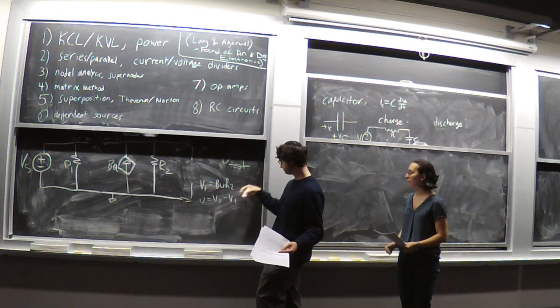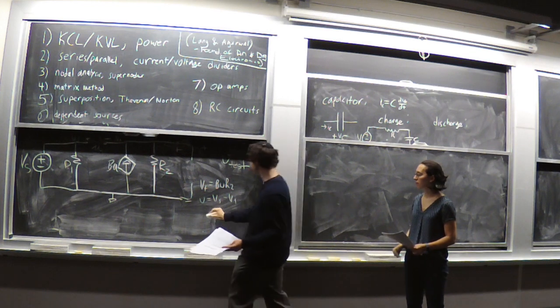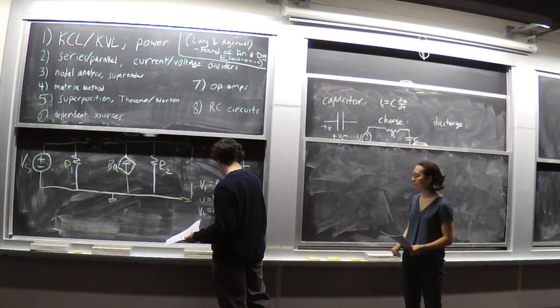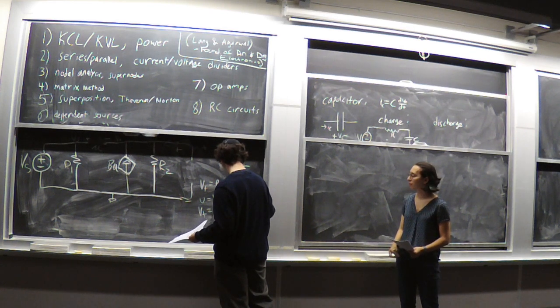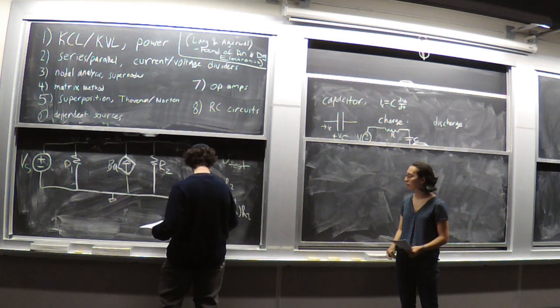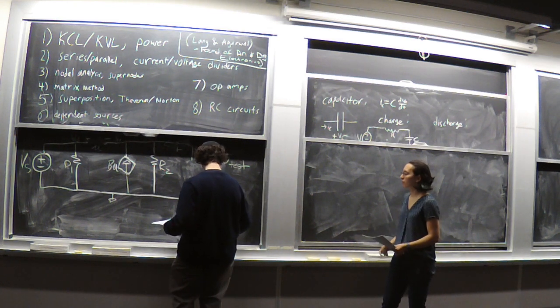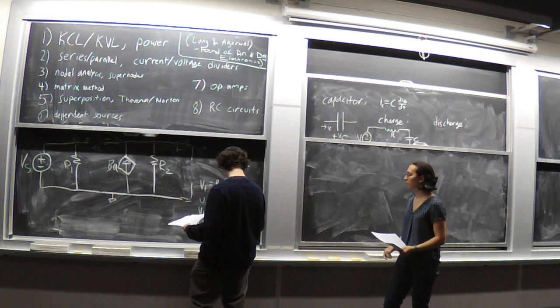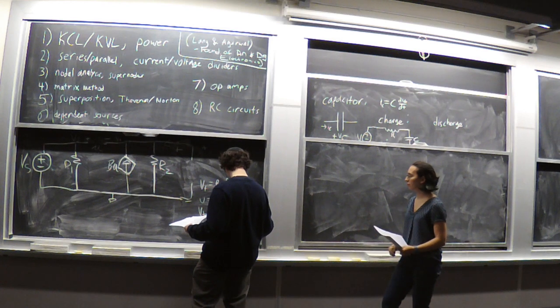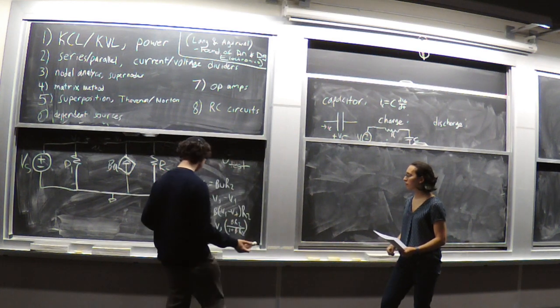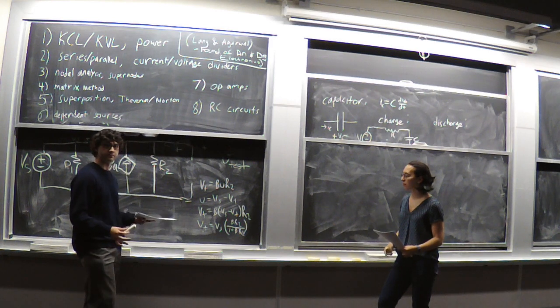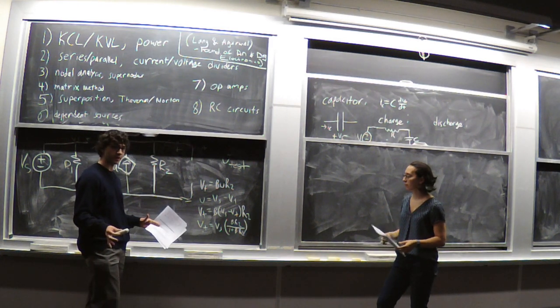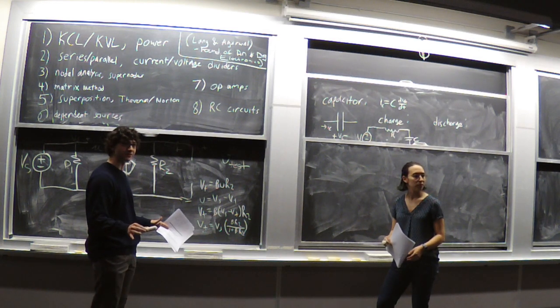If we substitute this formula for U back into here, we'll get that V-test equals B times (Vs minus Vt) times R2. And then if we rearrange, we'll get that Vt equals Vs times B R2 over 1 plus B R2. Does that make sense? I might have made a mistake. Did I make a mistake? I see some confused looks.